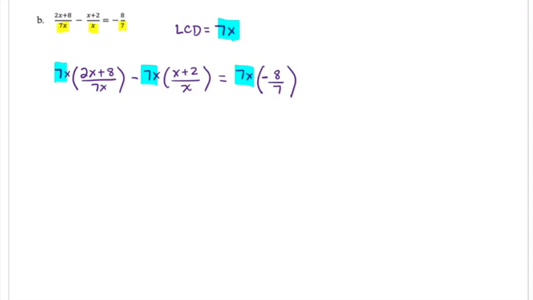So the first thing I see is the 7x here. I can cross cancel with the 7x in the denominator. The second term, I can only cancel the x because that's what's in the denominator. And my last one, I can only cancel the 7, so that is what I'm canceling. So what is left behind? I have a 2x plus 8 minus 7 times (x + 2) equals x times -8. So again, I am going to distribute, combine like terms, move, and solve for x.